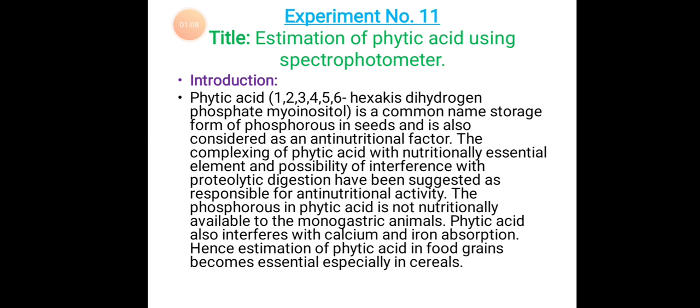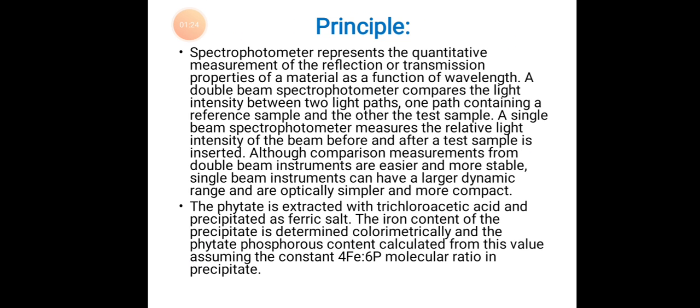The phosphorus in phytic acid is not nutritionally available to monogastric animals. Phytic acid also interferes with calcium and iron absorption. Hence, estimation of phytic acid in food grains becomes essential, especially in cereals.